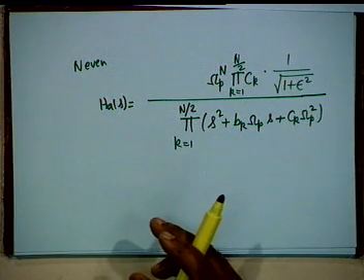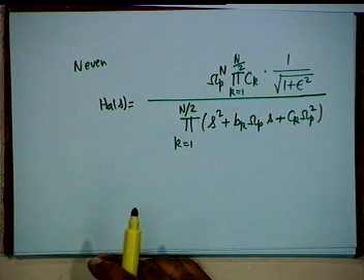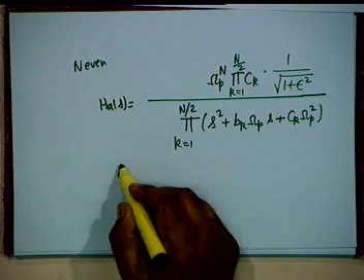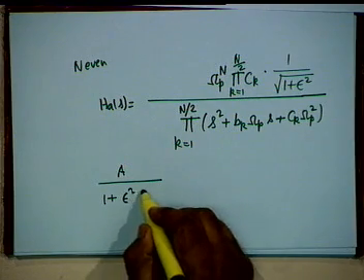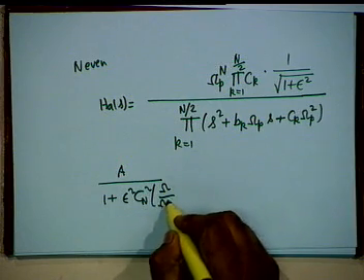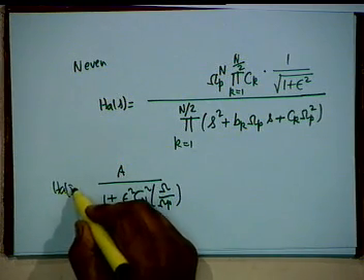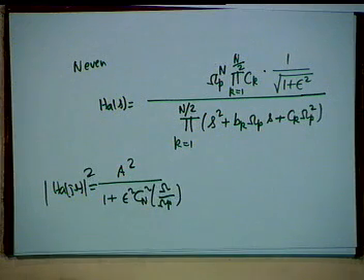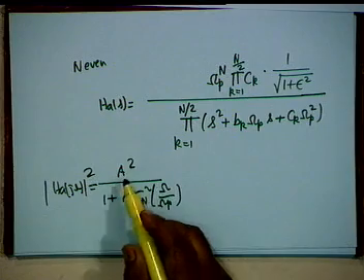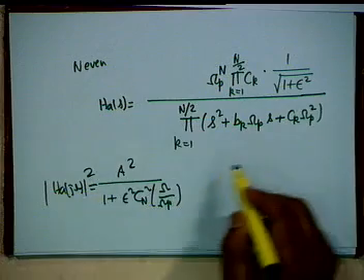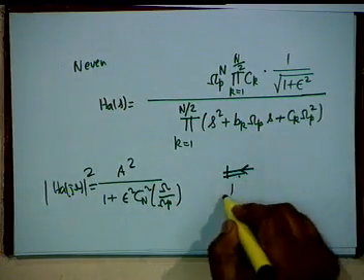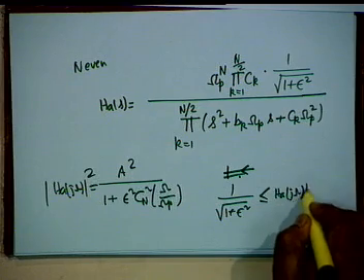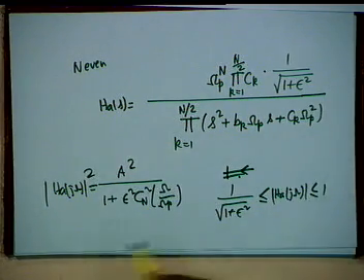Now, it is time. Factor A was taken as 1, the maximum value. You see, we wrote capital A divided by 1 plus epsilon squared Cn squared omega by omega_p, magnitude of H_A(j omega) squared, let us say, is equal to this. We had taken capital A as 1 because we wanted the maximum value to be 1, okay. 1 by square root 1 plus epsilon squared is less than or equal to magnitude H_A(j omega), less than or equal to 1. So, capital A is 1.